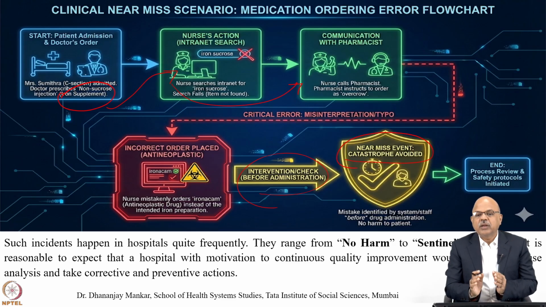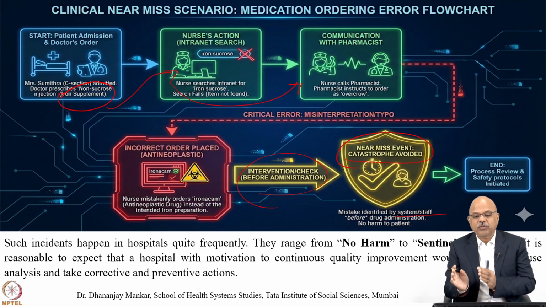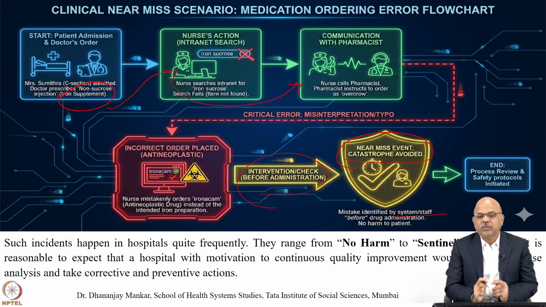So the mistake was identified by the system, by the staff, before the drug administration. Before the drug was given to the patient, which might have led to a major problem, might have led to a sentinel event, it was arrested. The incident did no harm to the patient. Okay, what is the outcome?